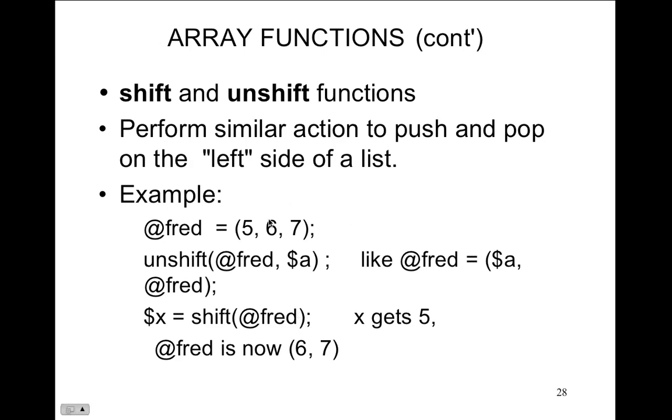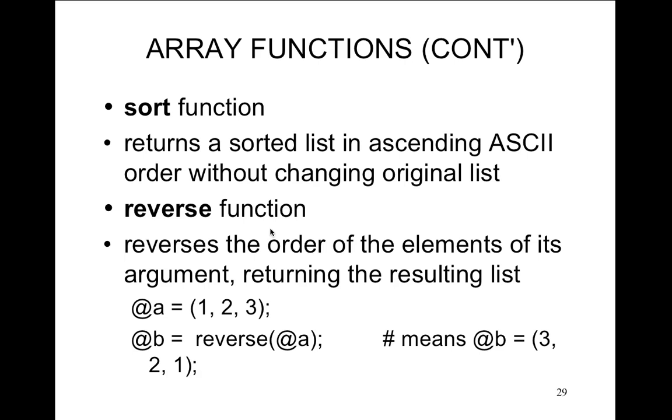As an example here, we have Fred is 5, 6, and 7. Shift it, which would be like shift the item and then print out the item. So x gets 5 because we've shifted. And Fred is now 6 and 7 once we shift once on it. If we shift Fred again, we get 6 coming out of it.